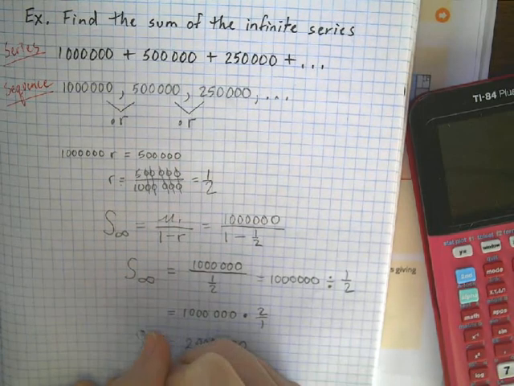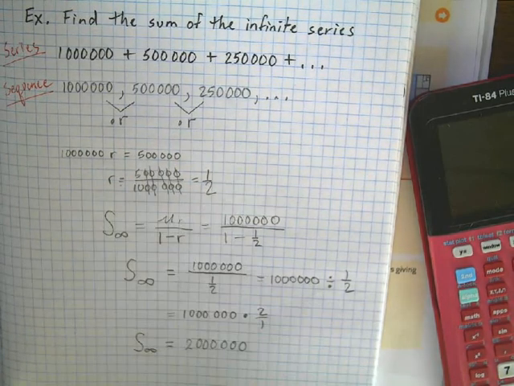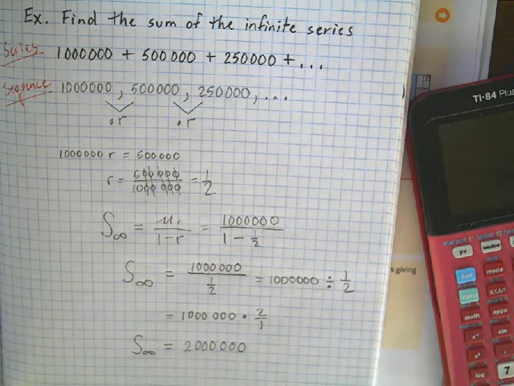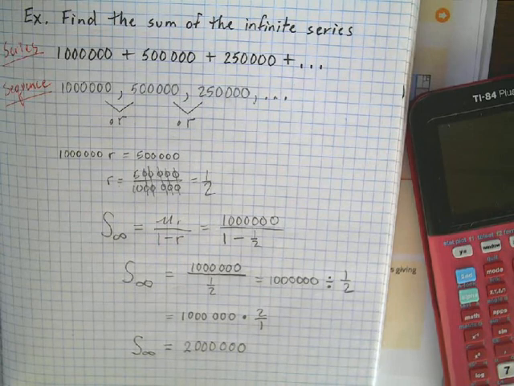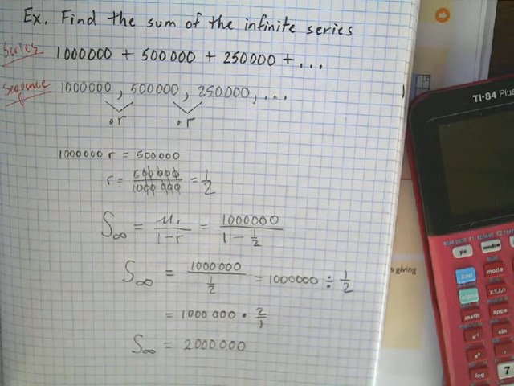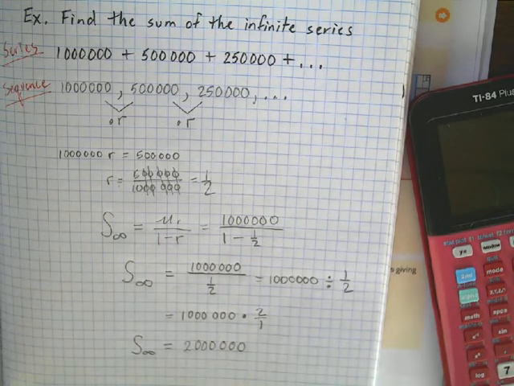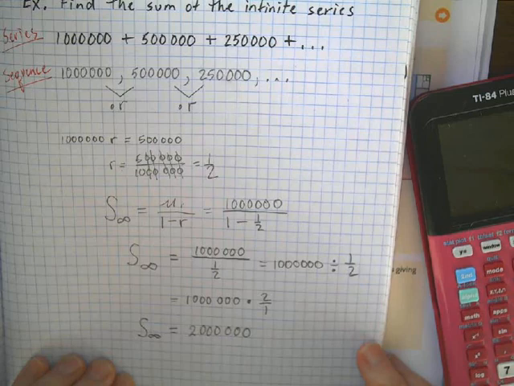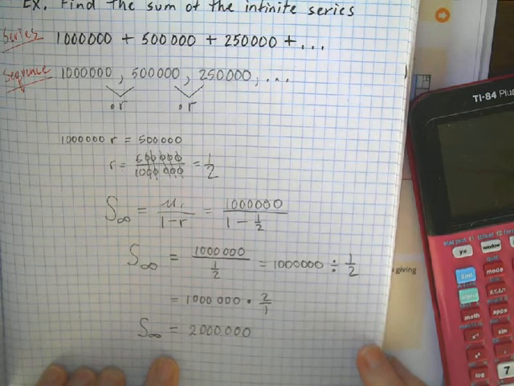So if I start with $1 million, say I get $1 million one week, the next week I get 500,000, the next week after that I get 250,000, and then the next week I get half of that. How much money am I going to end up with if this goes on forever? I'm going to be approaching 2 million. I'll never actually reach 2 million, I'll only be approaching it. So we say that the sum converges to 2 million.